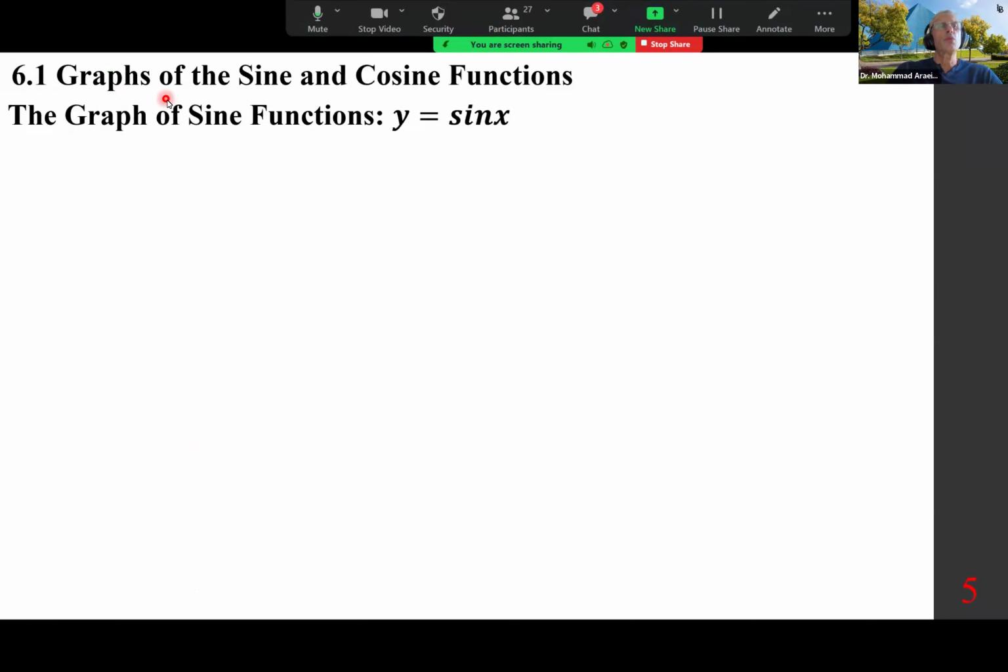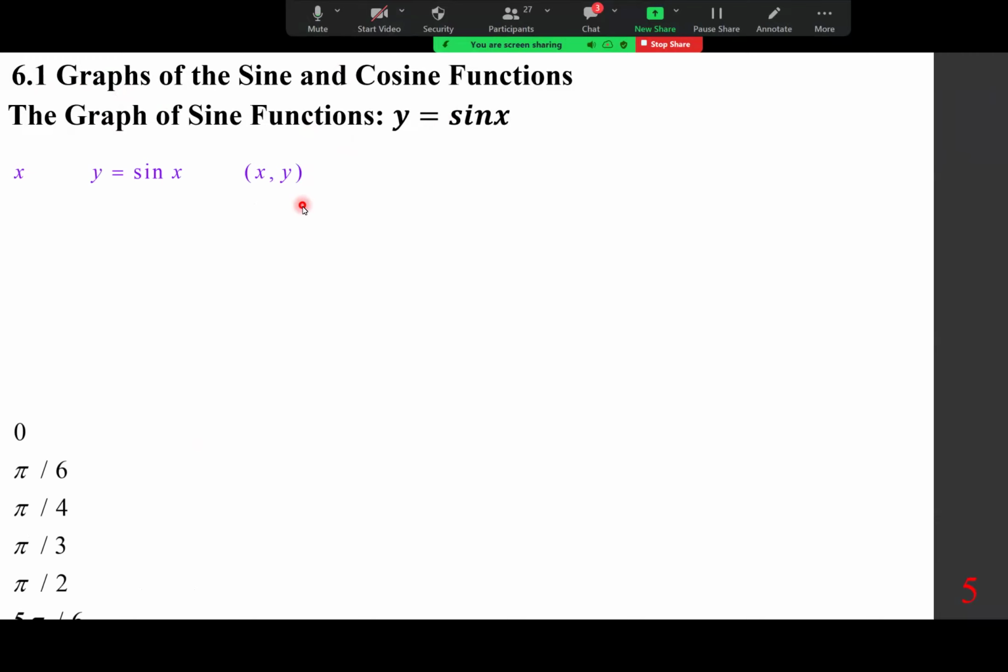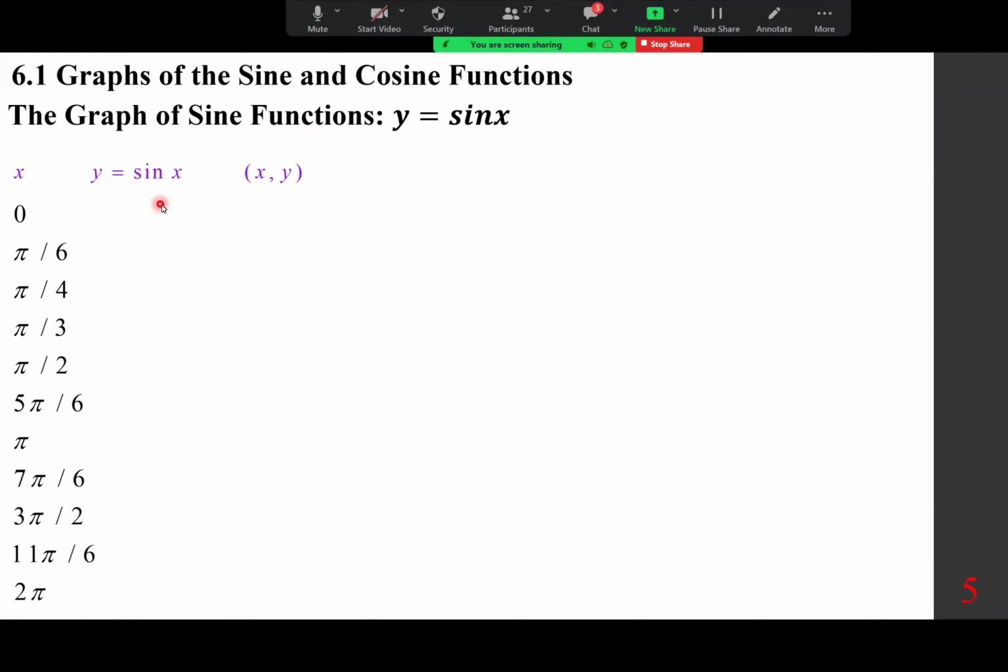Let's go with 6.1, graphs of the sine and cosine functions. The graph of sine functions, let's start with the basic y equals sine x function. To do so, we pick the x values, then we get the sine and the pair. For example, we know at 0 sine is 0, so we get 0, 0 here.